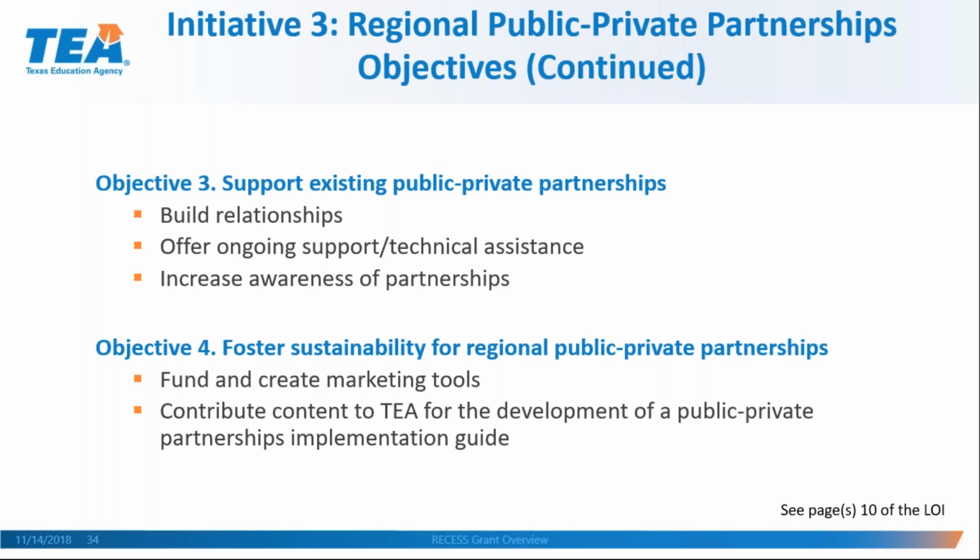Lastly, the fourth objective is to foster sustainability for regional public-private partnerships. This will be done by funding and creating marketing tools for local partnerships that can be used beyond the life of the grant, and also contributing content to TEA for the development of a public-private partnership implementation guide.